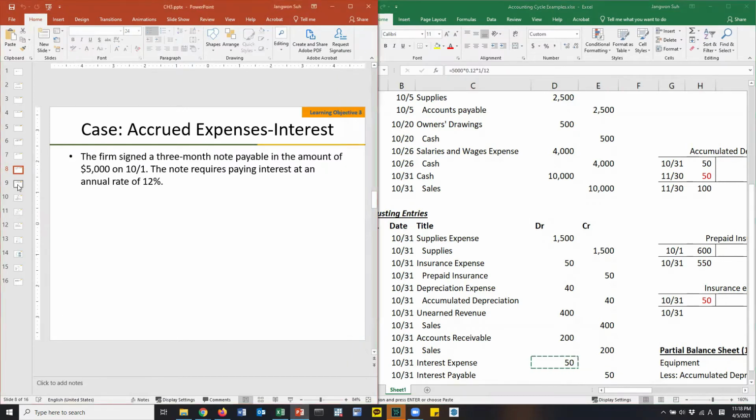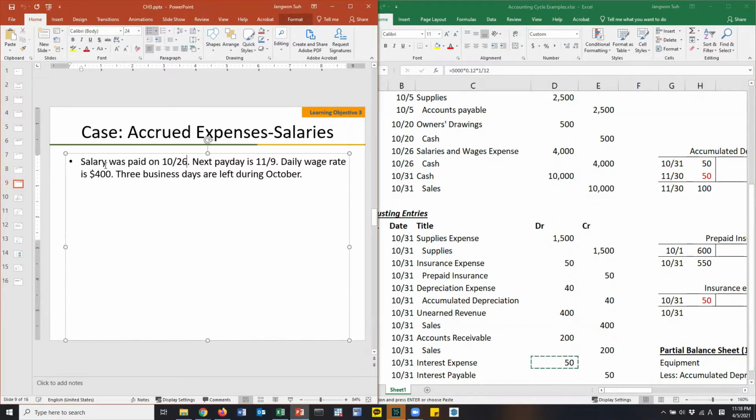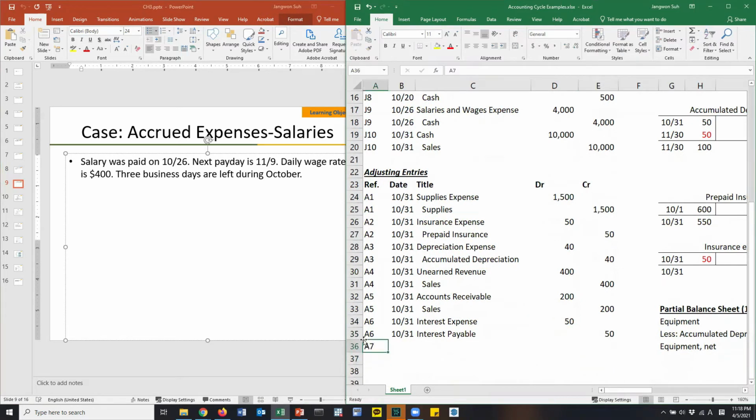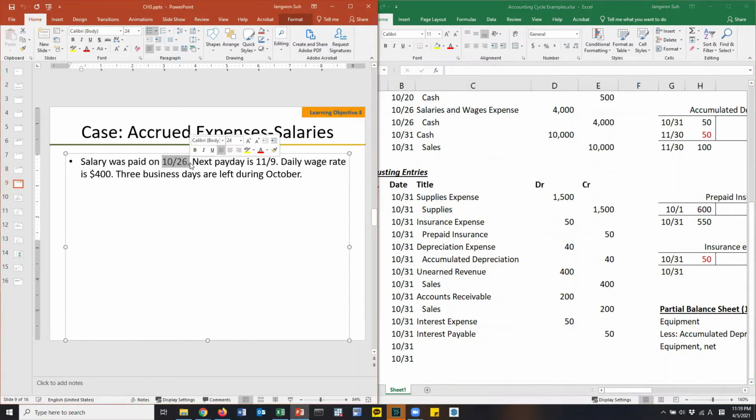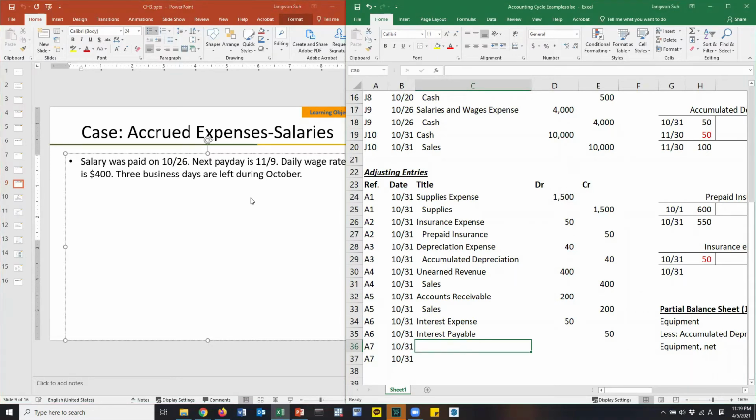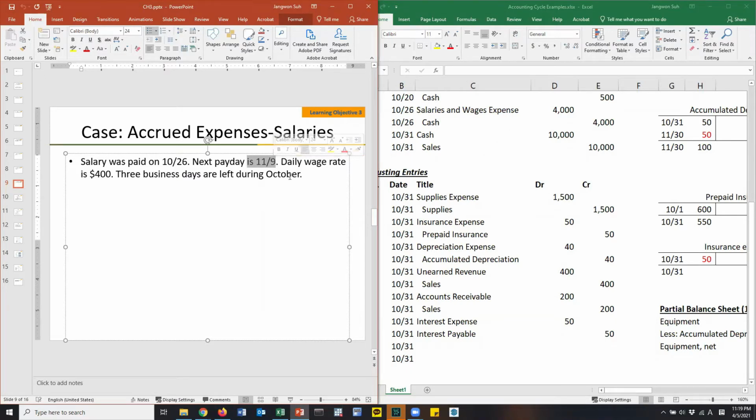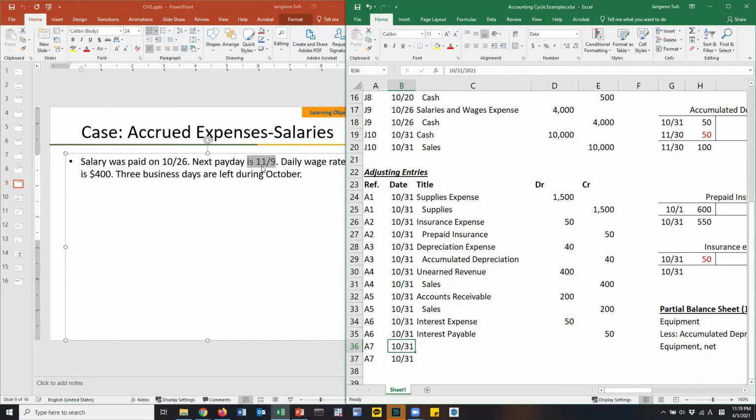Okay. Finally, salaries. Okay, cool. I like salaries. Salary was paid, meaning cashed out, on October 26. What's the date today? Again, today is October 31st. The next payday is November 9th. All right. Is today payday? No. So there is no cash transaction. So you don't have to do anything? No, man. We are talking about adjusting entries. Even though there is no cash transaction, you should record something. That's what we are talking about. Okay, then what should you record? Can you guess?